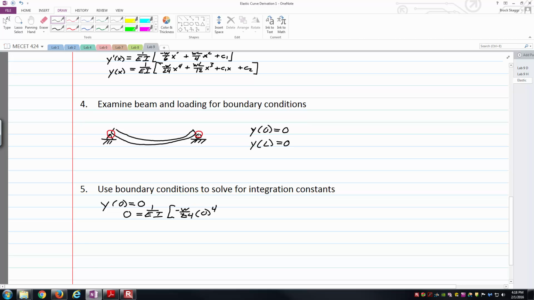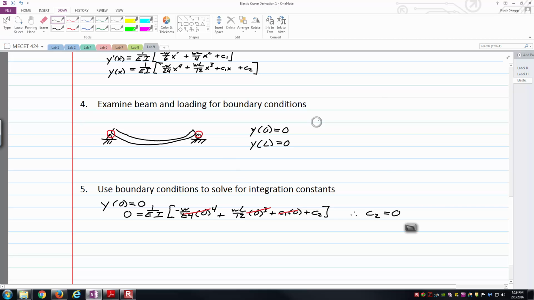Now I've got x to the fourth, so it's 0 to the fourth, plus wL over 12 times 0 cubed, plus C1 times 0 plus C2. And so I look at this. One thing I could do is multiply both sides by EI, and that goes away. And then all the terms here are going to go to 0. And so what that leaves me with is that C2 is going to equal 0. And so I've got one of the two integration constants determined at this point.